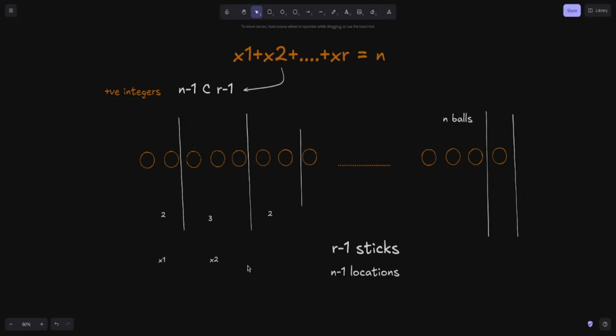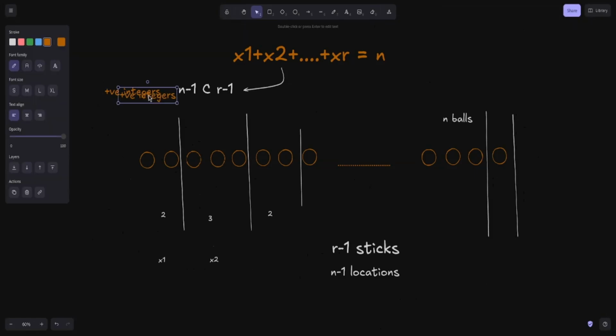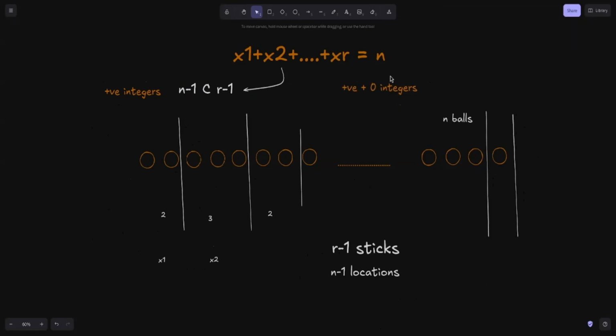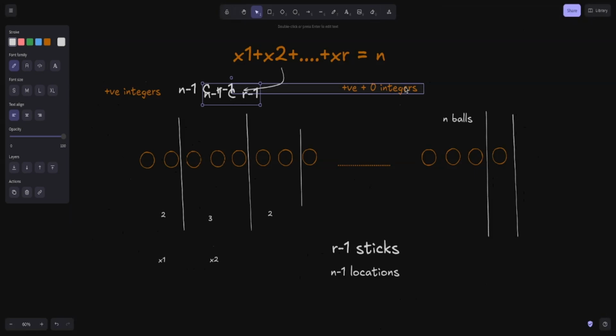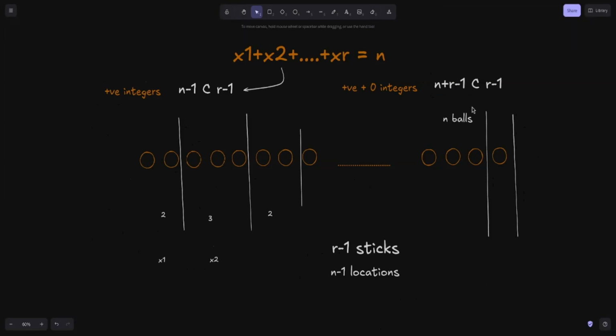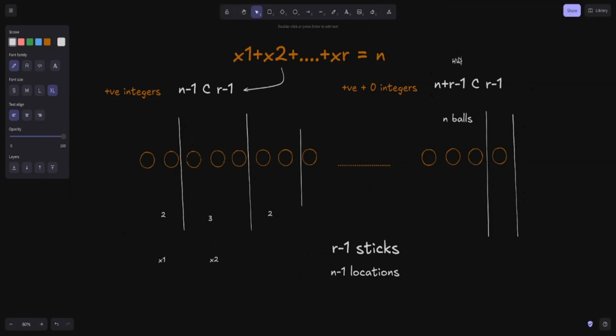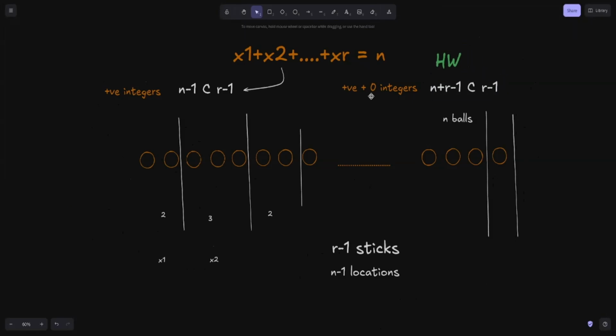So this was for positive integers. For positive integers plus 0, which means whole numbers, the formula changes to n plus r minus 1 C r minus 1. This one is your homework. How did this come? Same logic, nothing different. So for positive integers, we have this equation.